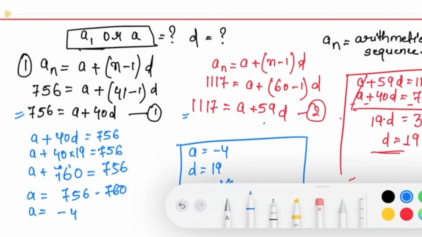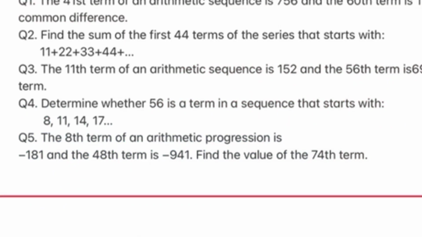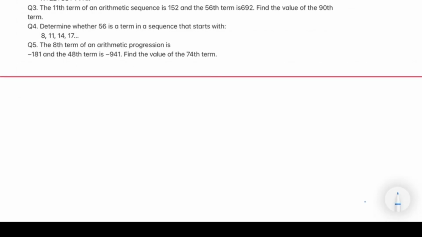Now let's move to the second one. The second question is, find the sum of the first 44 terms of the series that starts with 11, 22, 33, 44 and so on. Now a series is given to you already. Let's start to answer this question. Let's write the series first. First, we have to know the A and the D, because the series is given.